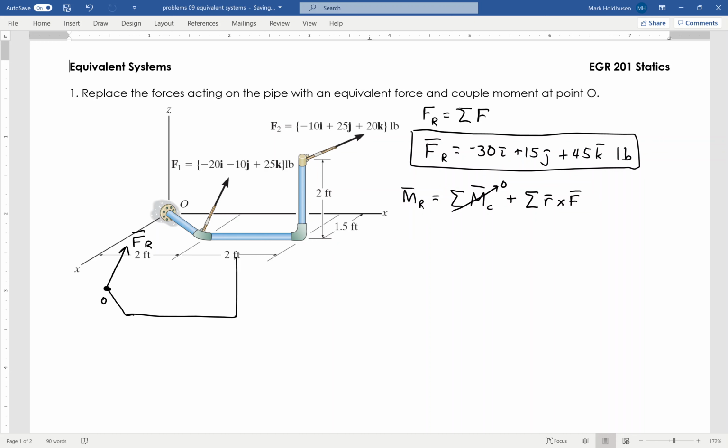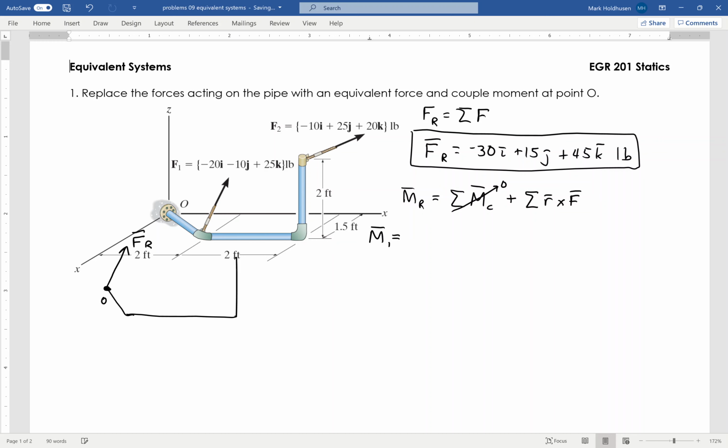And again, that r is going to go from point O to each of the forces, okay? Because again, that's the moment that was being created by those forces. When I move it over to point O, it can't do that anymore because I don't have a moment arm. So I add this couple moment that's equivalent to r cross F of each of those forces.